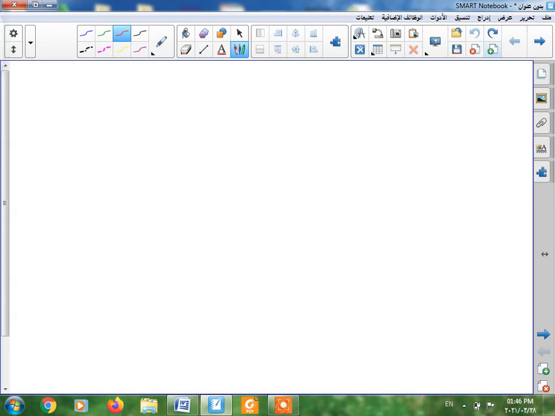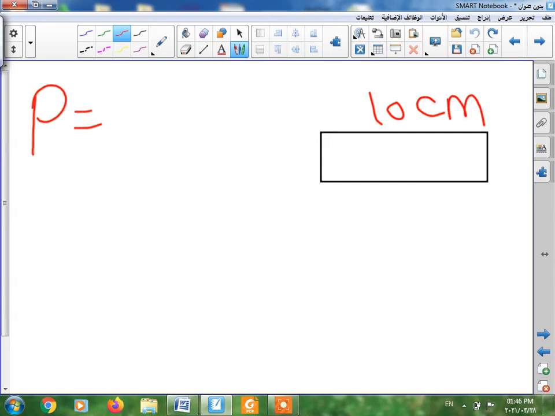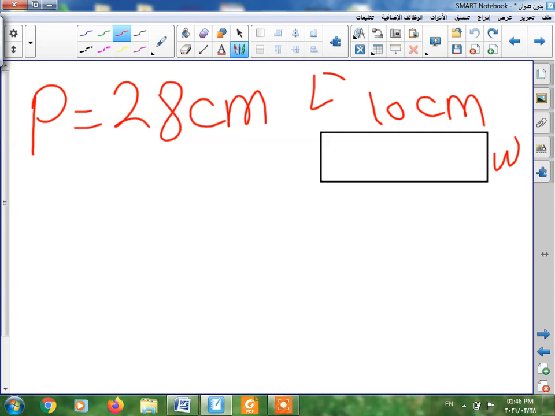If this rectangle has length 10 centimeter and perimeter equal 28 centimeter, how do we get the width? This is the length and this is the width, missing in this drawing. How do we find the width from the perimeter of the rectangle?